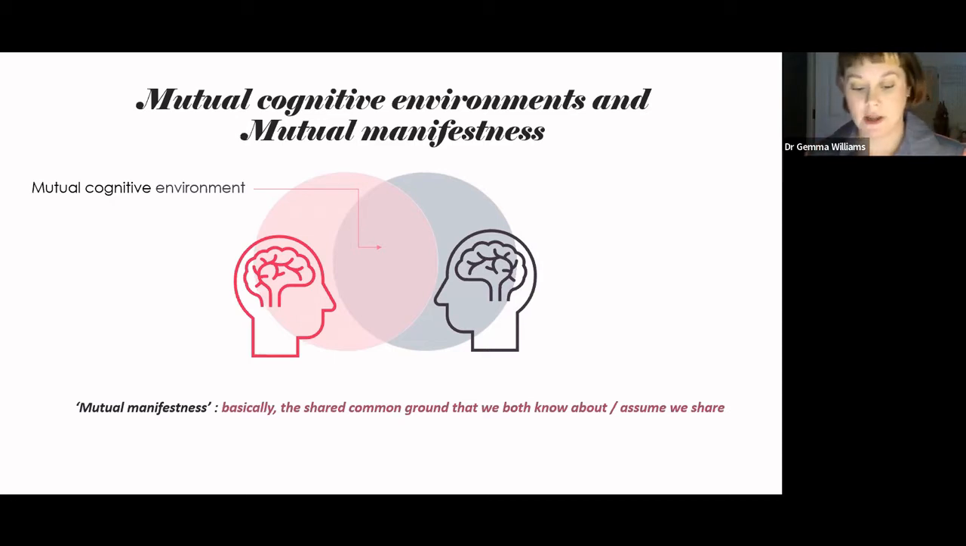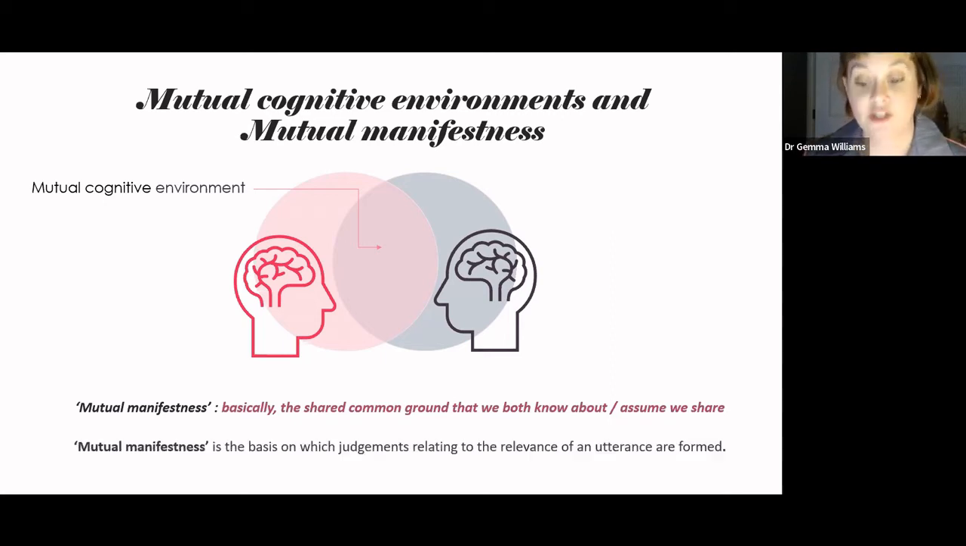And this is a bit complicated, but I wanted to include it because it's the basis on which the judgments relating to relevance of an utterance are formed. So when you're crafting your utterance as a speaker, you're using the principles of relevance and shaping your utterance to make it as relevant as possible for the person that you're talking to. But you're basing that judgment on what you think is mutually manifest and what's shared.